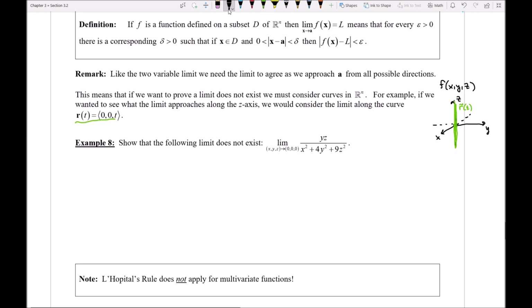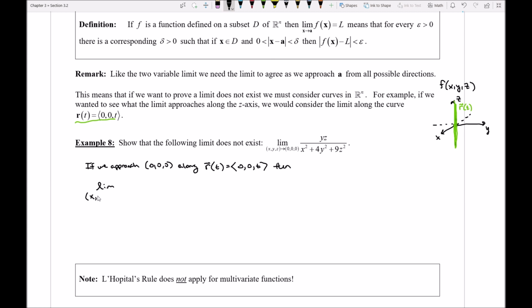So let's go ahead and see what happens to this limit along that path. Okay, so I'll say if we approach 0, 0, 0 along r of t equals 0, 0, t, then let's see what happens to our limit.